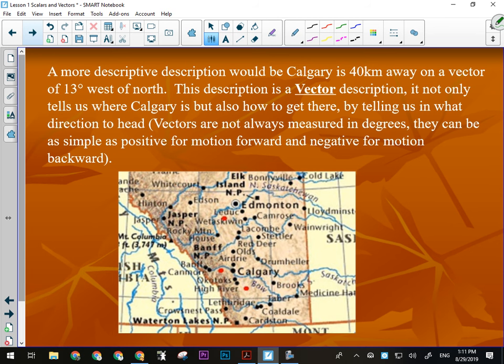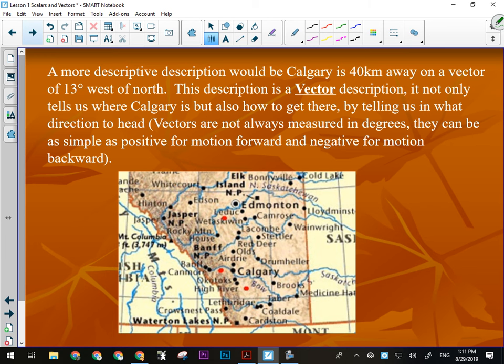So a more descriptive description would be if I gave a vector description like we did a minute ago. Calgary is 40 kilometers at 13 degrees west of north. Again, same accuracy, but this one gives me a direction. That's not like you could actually go in a straight line from Okotoks to Calgary. You'd have to make turns unless again you owned a helicopter. All right, everybody okay with that idea?